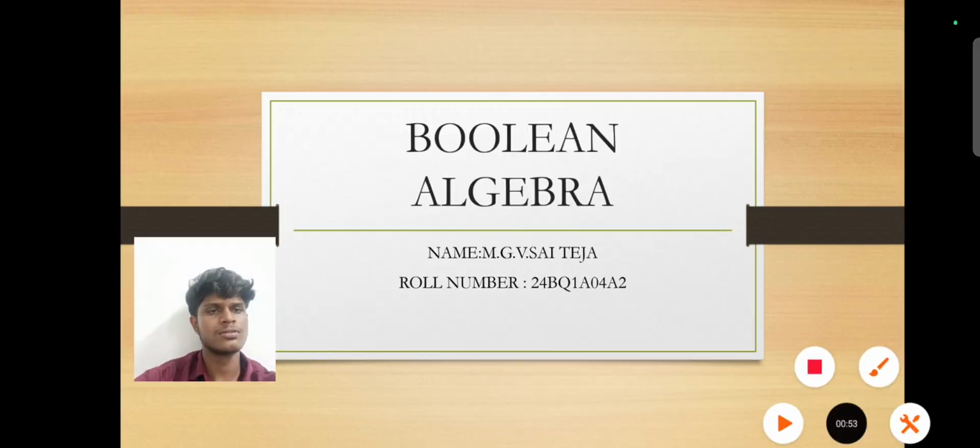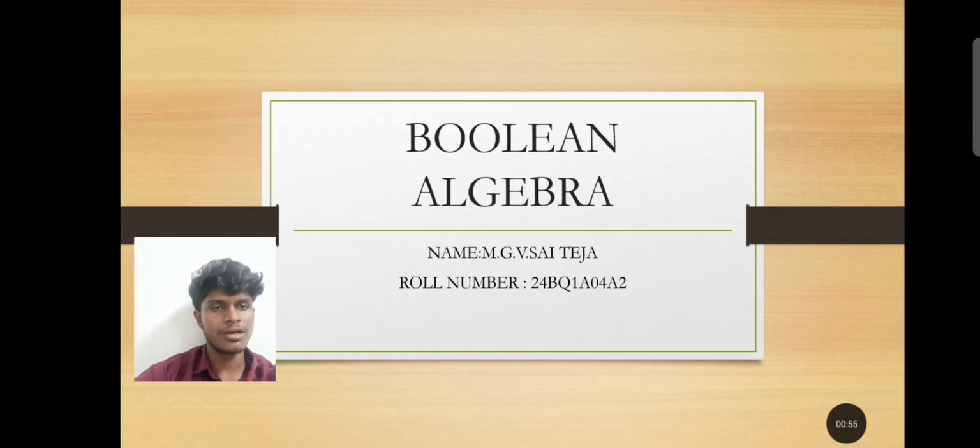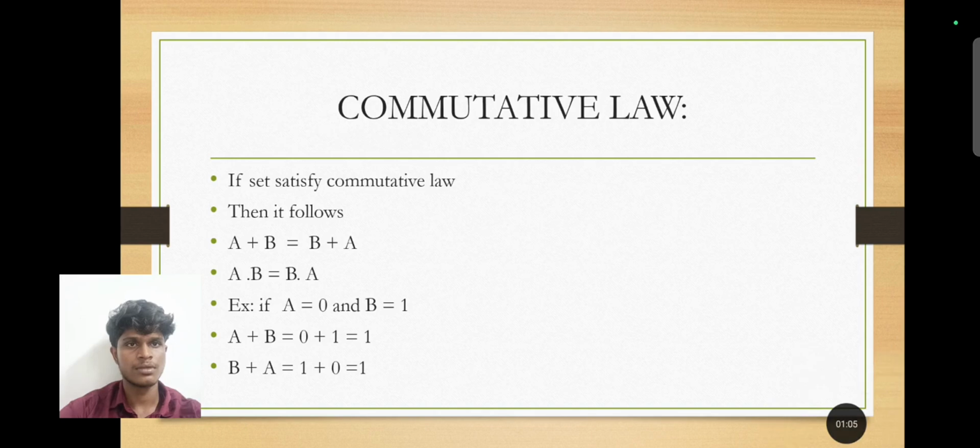In Boolean algebra, we discuss laws like the associative law, commutative law, identity law, inverse elements, identity elements, and so on. The first law is the commutative law. If a set satisfies the commutative law, then it follows a plus b equals b plus a, and a into b equals b into a.